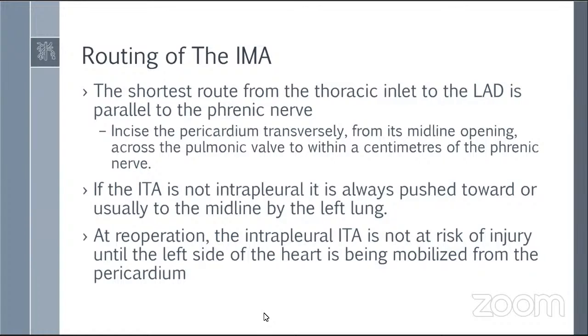If the internal thoracic artery is not intrapleural, it is usually pushed toward the midline by the left lung. So you have to place the internal thoracic artery inside the pleural space and have it under the lung, to make reoperation safer.